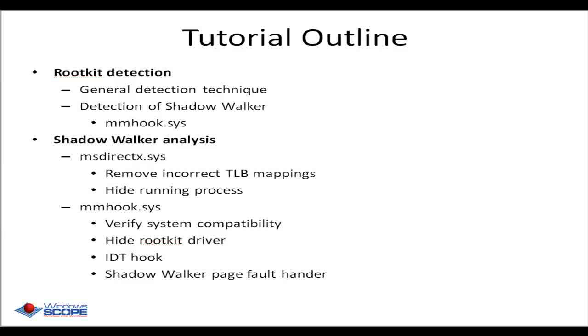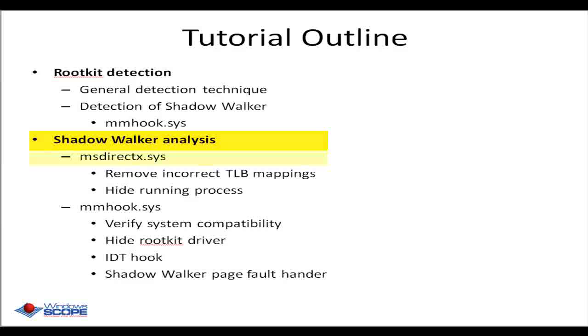At this point, we now know what signs to look for as indicators of malicious software and how to use WindowsSCOPE to detect those signs. After performing these checks, I have determined that ShadowWalker is in fact present on my machine. The next step will be to use the tool to analyze the functionality of this rootkit.